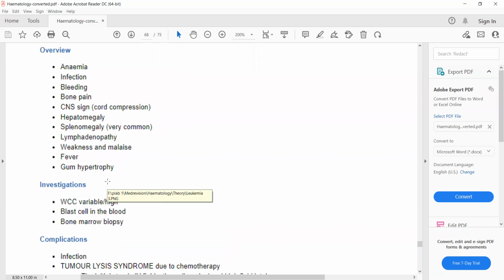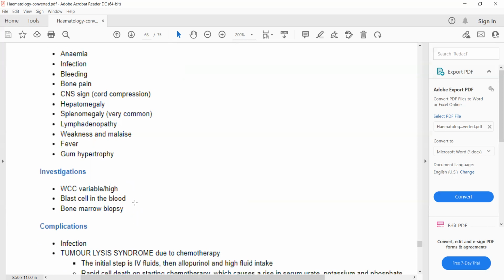Gum hypertrophy can sometimes occur in AML because these myeloblastic cells infiltrate the gums, which leads to gum hypertrophy. So this is a feature that is different from ALL. All the other features are the same.